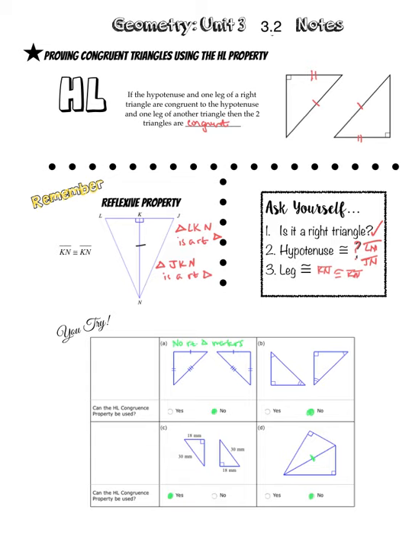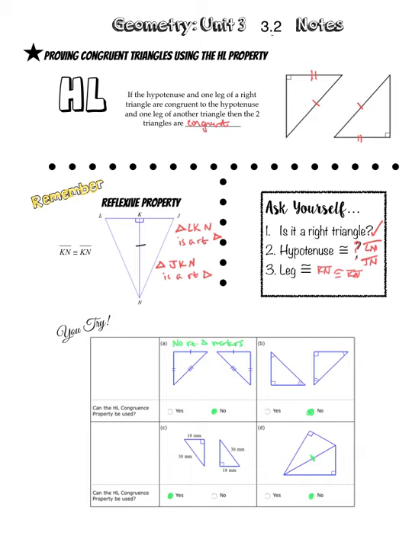I'm going to review this. In A, the question is not, are they congruent? The question is, can we use the hypotenuse leg congruence property? No, we cannot. These triangles are not right triangles that we can see. We have no proof they're right triangles. Question B, they are right triangles, but we have nothing telling us that the hypotenuse and leg are congruent to the hypotenuse and leg in the other triangle. We have no information, so we cannot use that property.